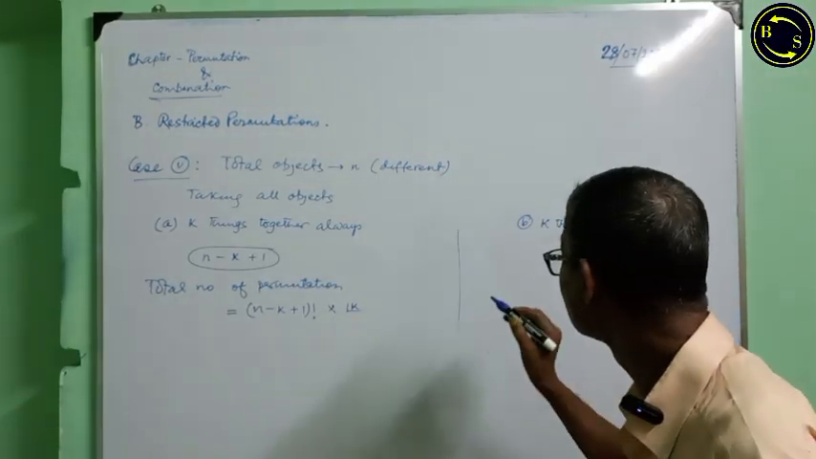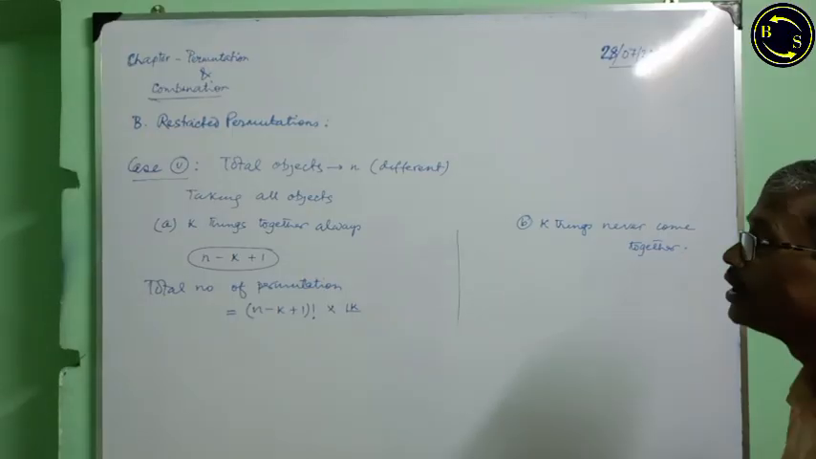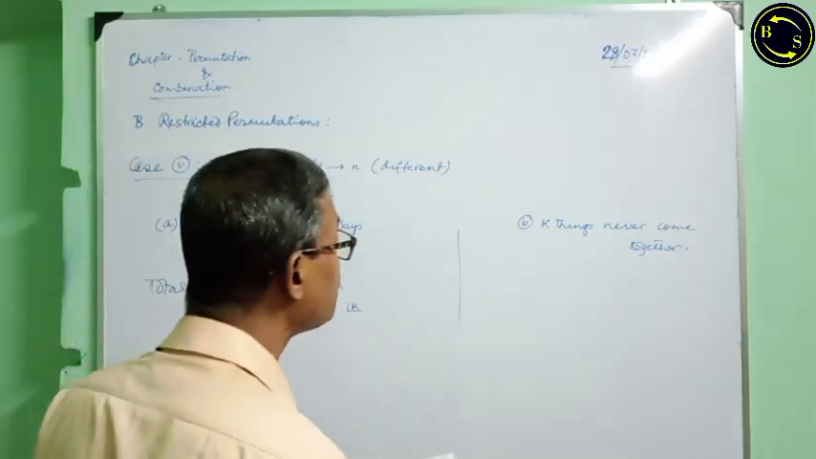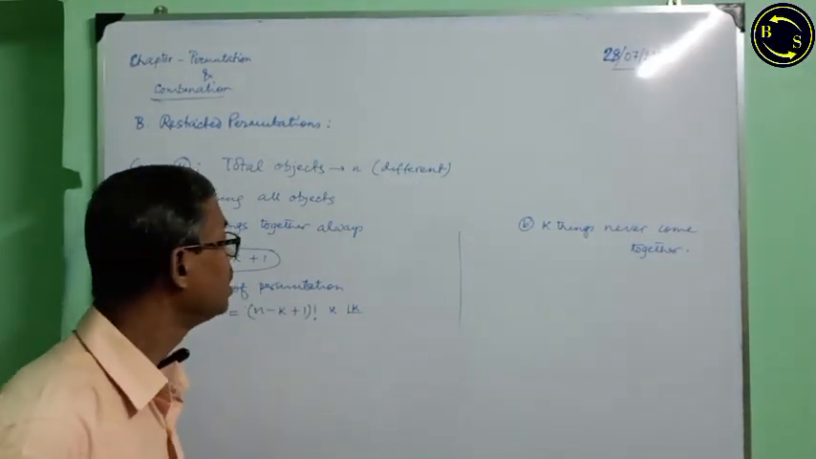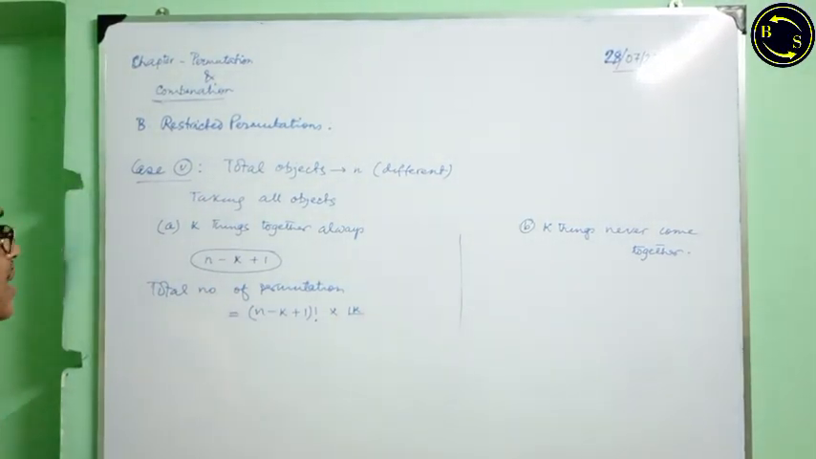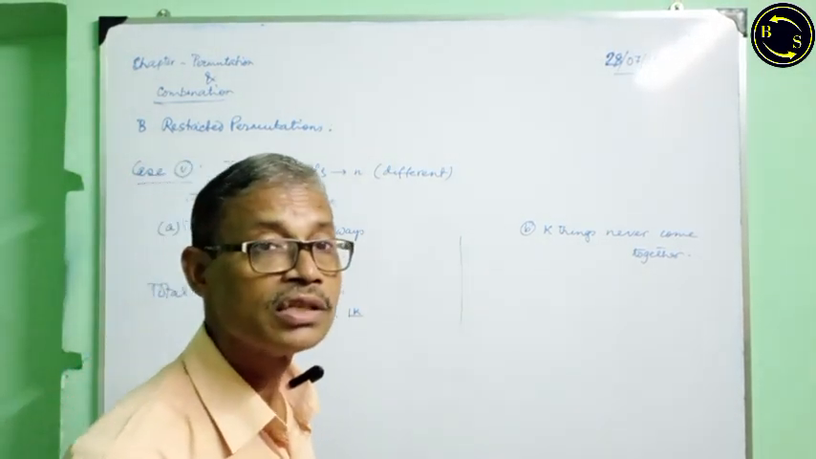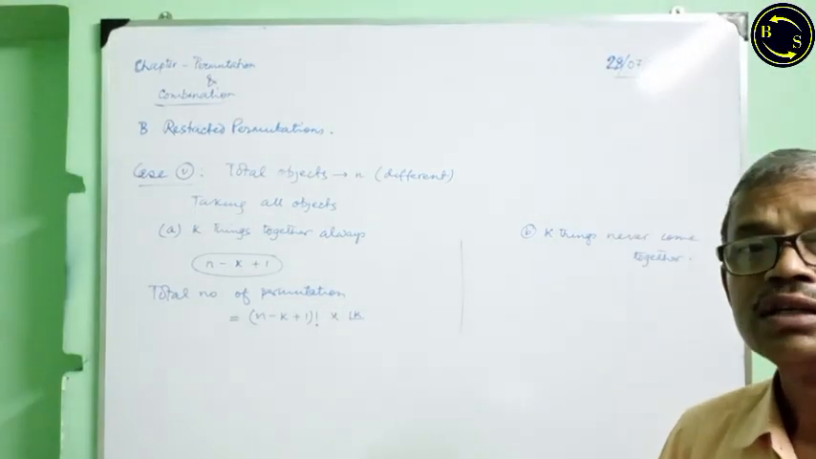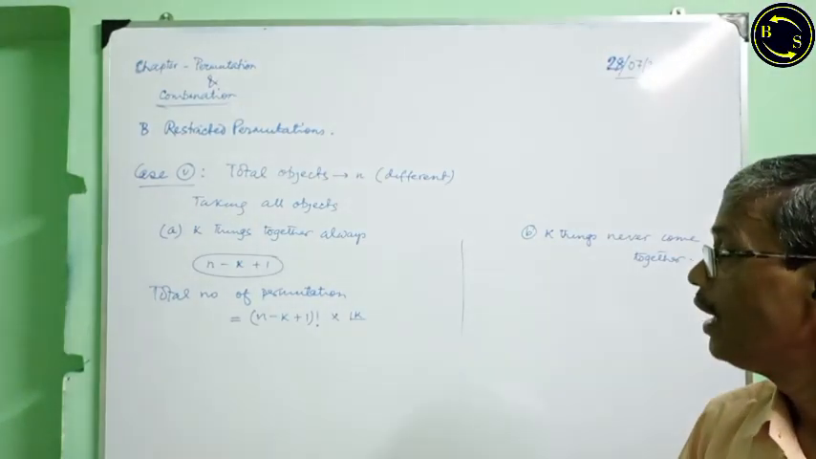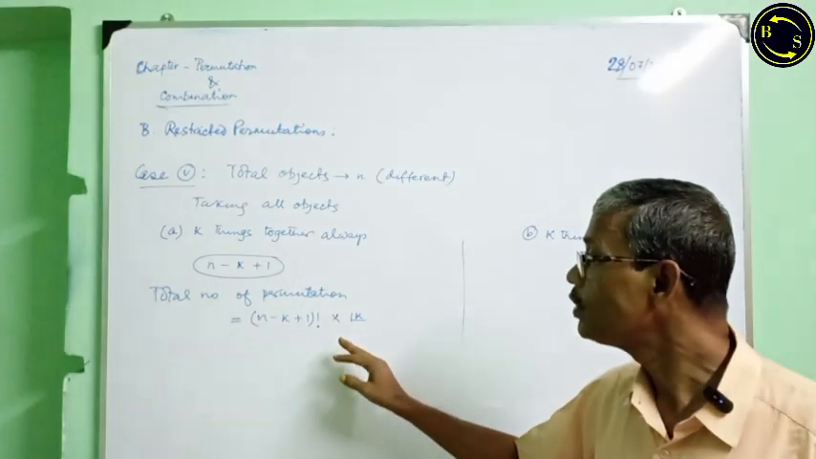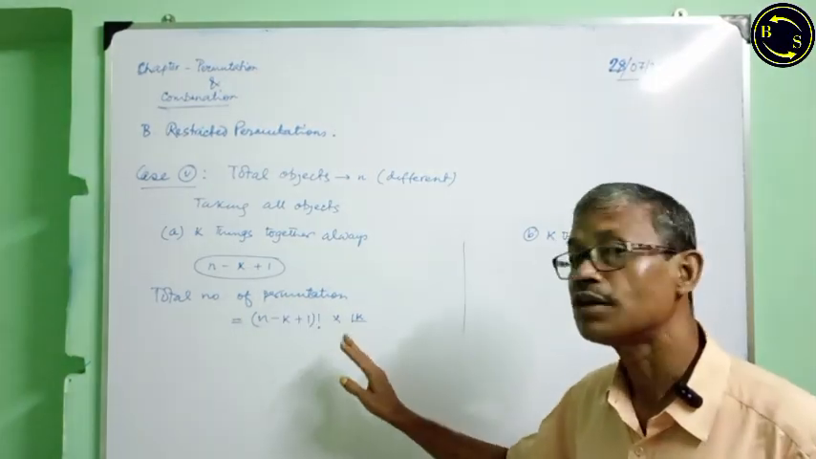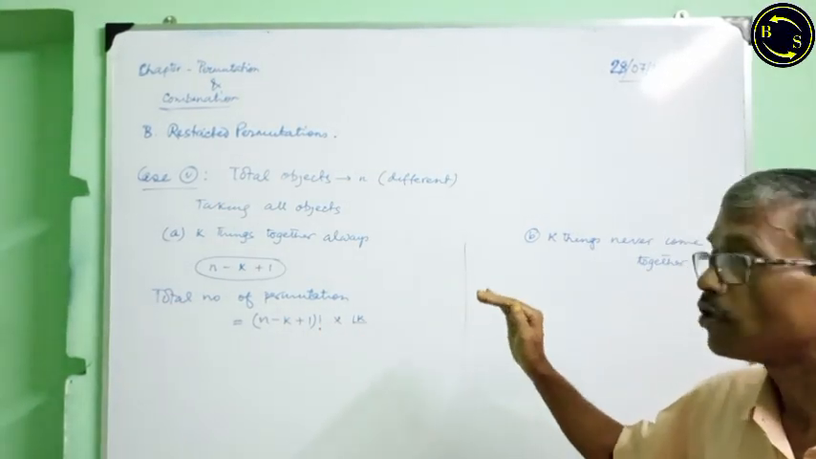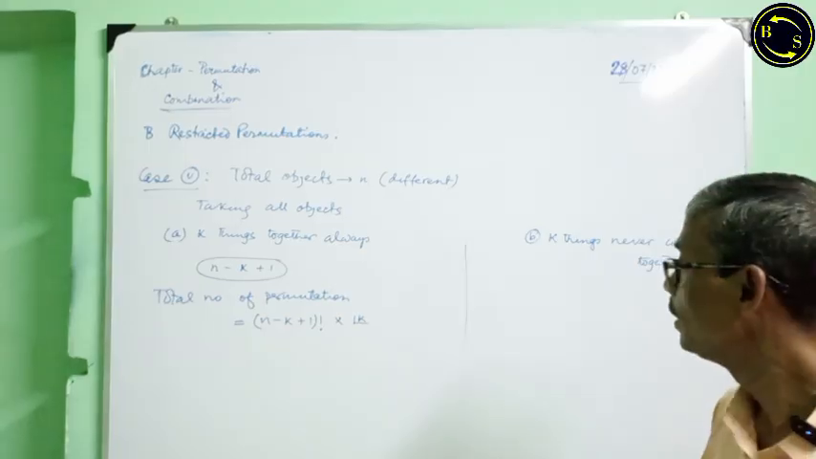Now the other case is k things never come together. This will be obtained by considering first the total number of arrangements of n things taken together, that means factorial n, and the number of permutations where k things are together. We subtract this from the total number of permutations without restriction.